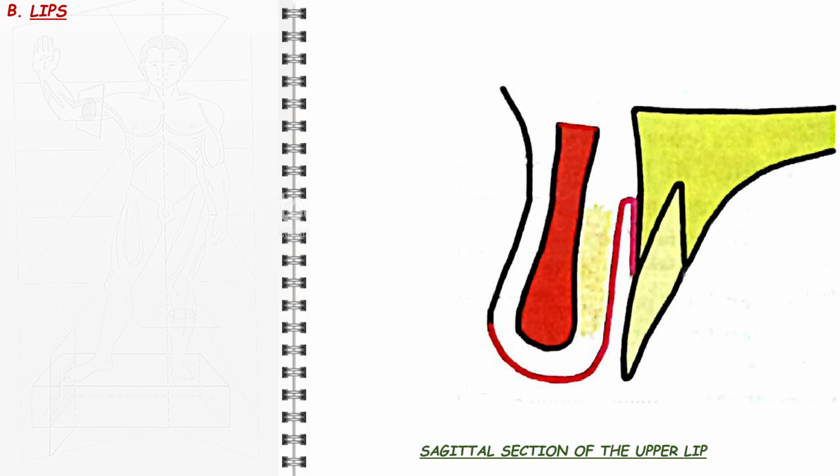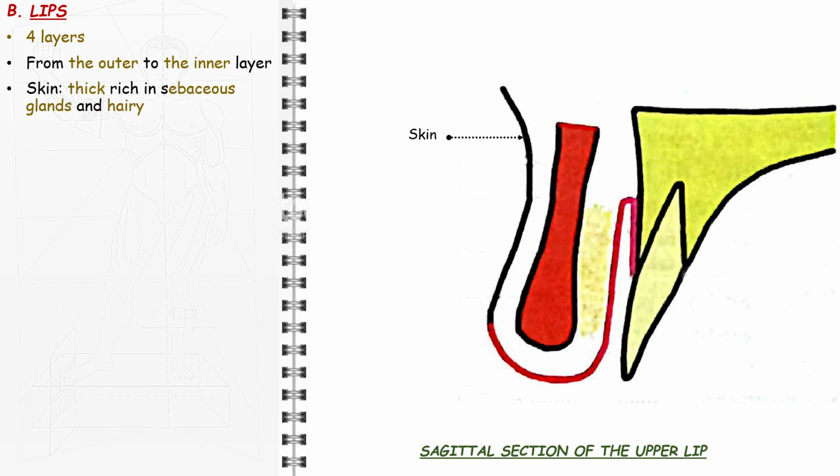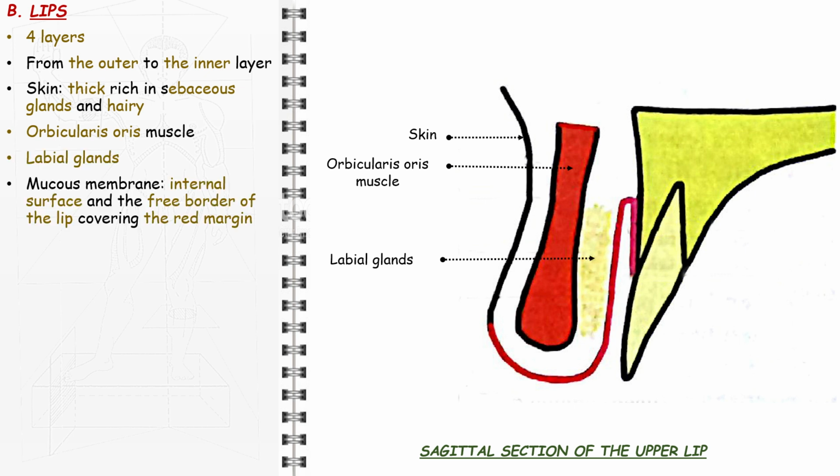The lips are made of 4 layers. From the outer to the inner layer, the skin is thick, rich in sebaceous glands and hairy. The orbicularis oris muscle forms the muscle of the lips. The mucous membrane lines the internal surface and the free border of the lip covering the vermilion. It is rich in labial glands.